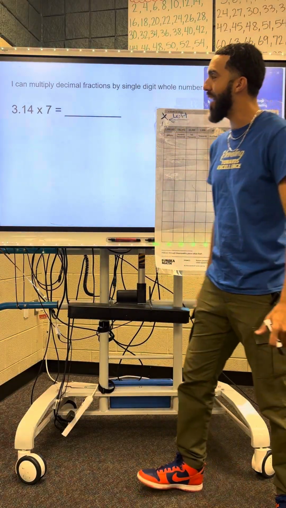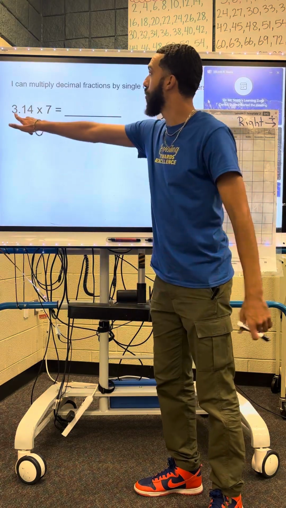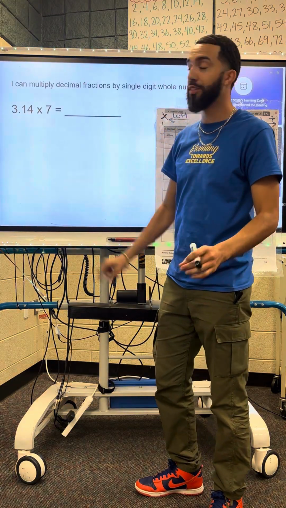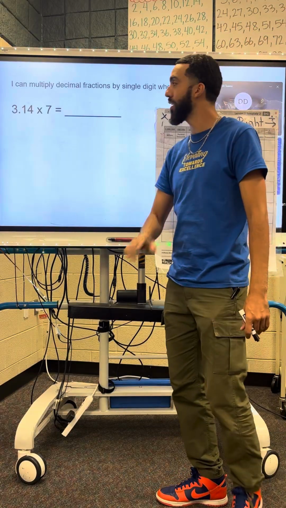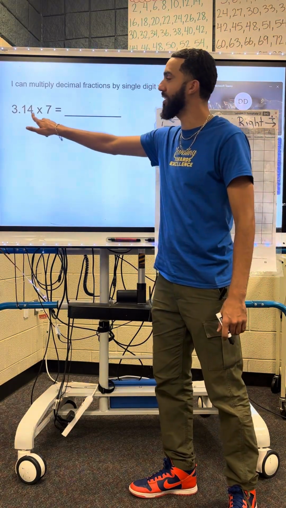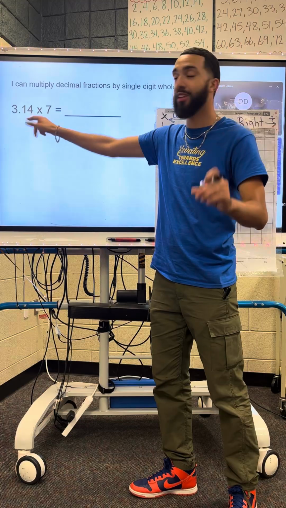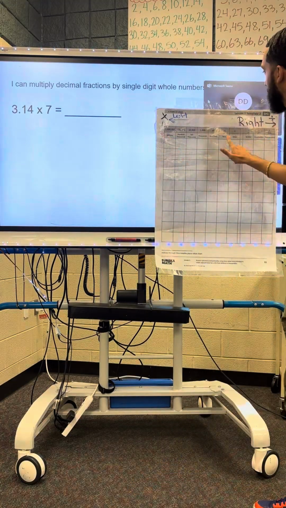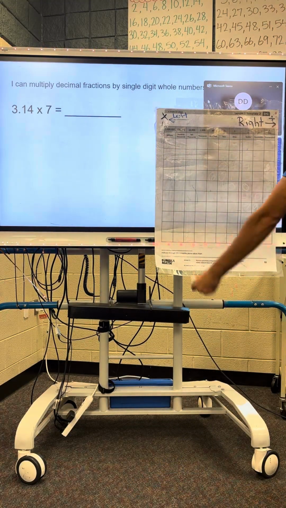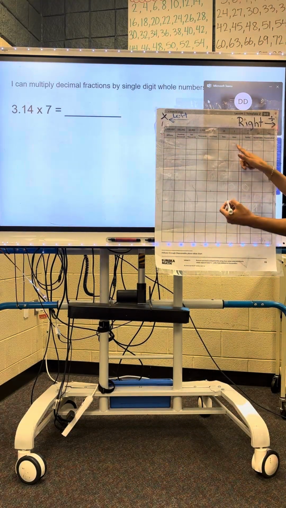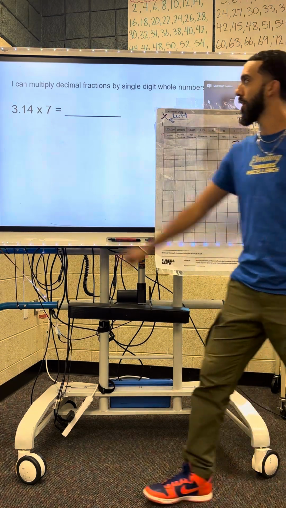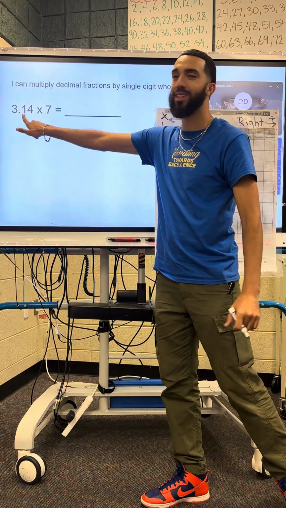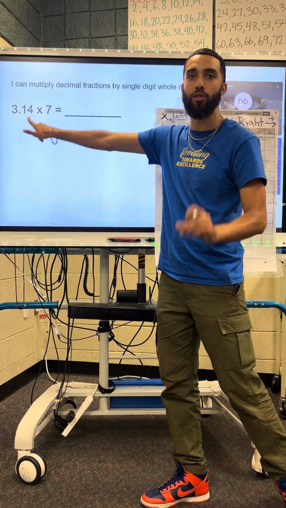So the problem we have in front of us is 3 14/100 times 7. The first thing we want to do is take 3 14/100 and place it on our place value chart. So I'm going to go ahead and find my ones place. I have 3 ones, as you can see, 3 ones, 1 tenth, 4 hundredths.